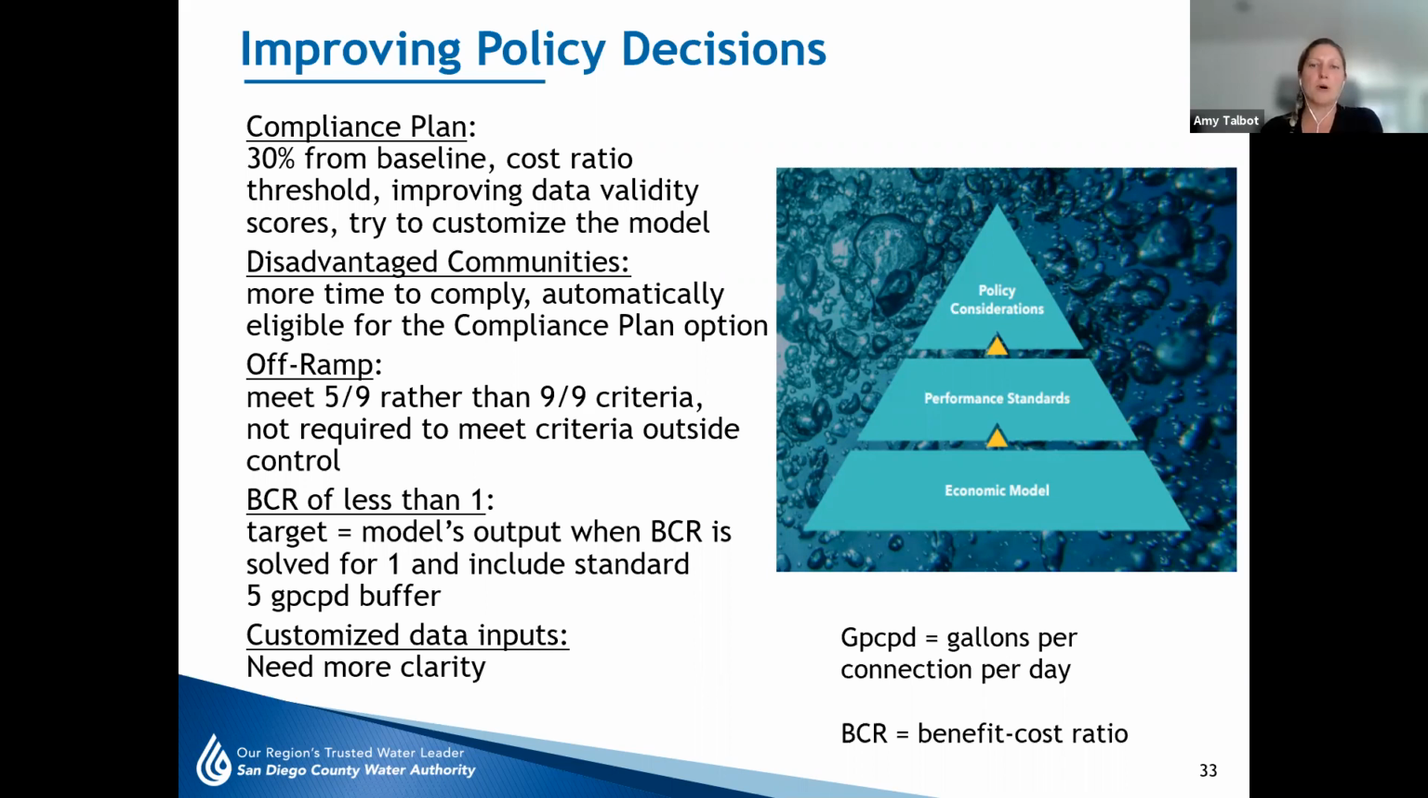Remember, in the model, you either are less than 1 and you do current loss, or you're equal or more than 1 and you get a calculated target. Well, inherently, when you have a benefit cost ratio of less than 1, the model is saying your current loss is not cost effective. Your costs are outweighing the benefits. So the idea with those agencies is to have them solve for 1, which would give them a higher target, which in theory would be more cost effective, and then still include the standard 5 gallons per connection per day buffer. So there are discussions about that.